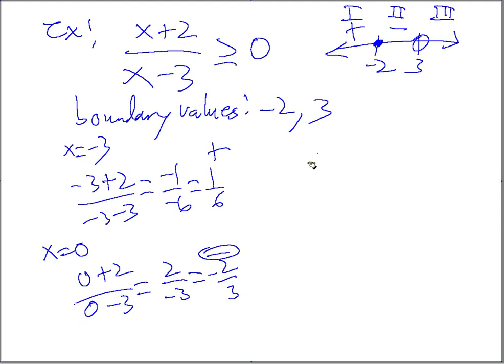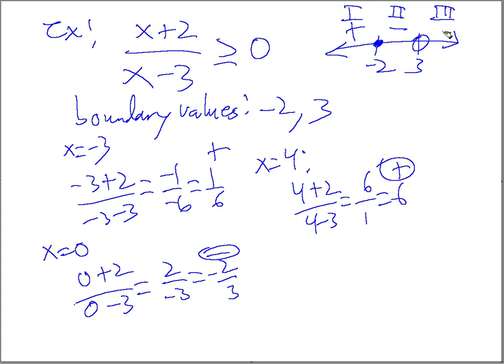All right, what about region 3? What's the number in here? What's bigger than 3? How about 4? So let's test x equal to 4 and plug 4 into this quotient. So 4 plus 2 over 4 minus 3. Again, that's 6 over 1, which is 6, but the key is what? Positive. So we get plus. Again, they should alternate in sign, so that's the correct sign chart for this.